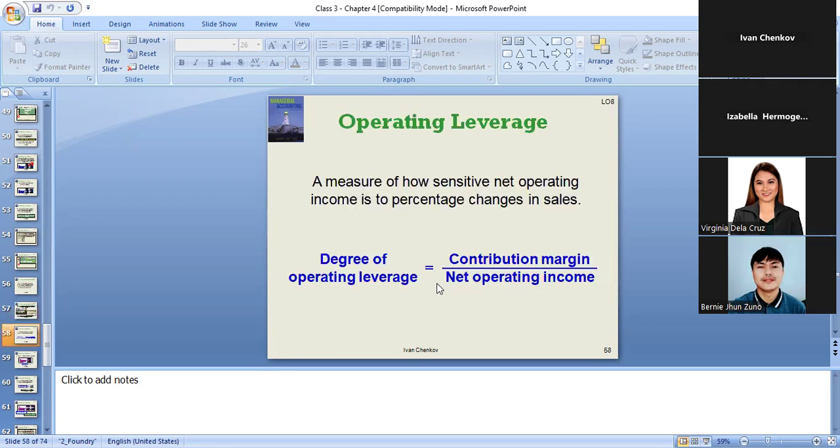That is expressed by the operating leverage. How are we going to get the operating leverage? We get it as the contribution margin divided by net operating income. In other words, how many times my operating income fits in the contribution margin.